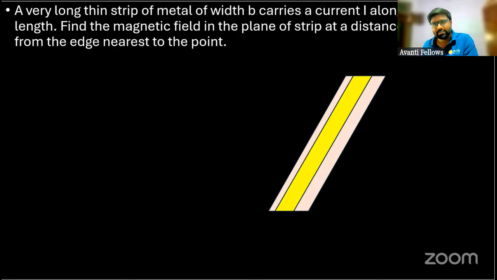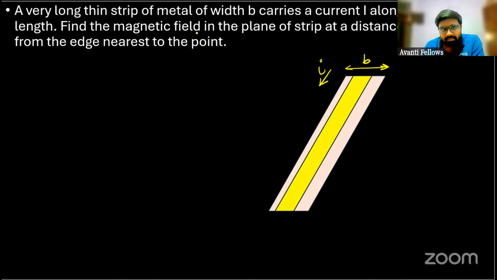चलो, start the class again. So एक बहुत ही लंबी thin strip है of metal which carries a current I, और उसकी जो width है that is B. ठीक है. इसकी जो width है this is B, और ये करंट कितना लेकर के चल रही है I. Find the magnetic field in the plane of strip at the distance from the edge nearest to the point.